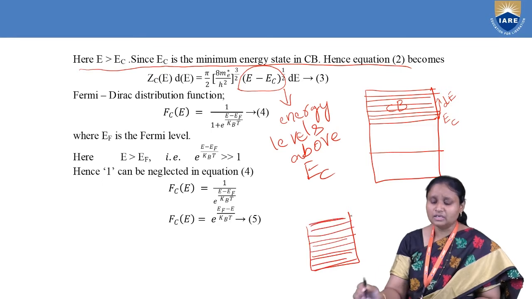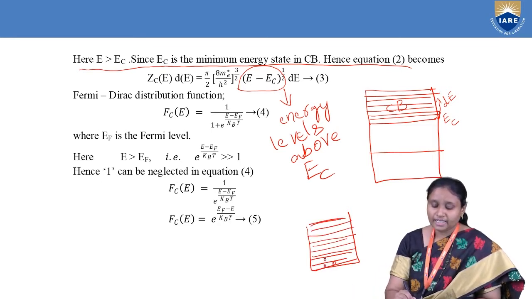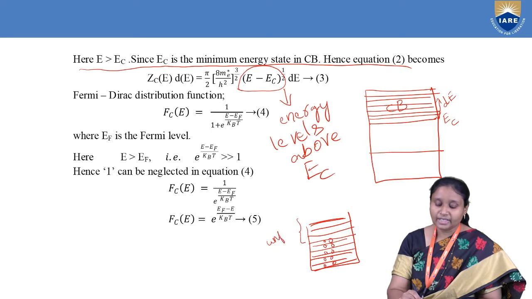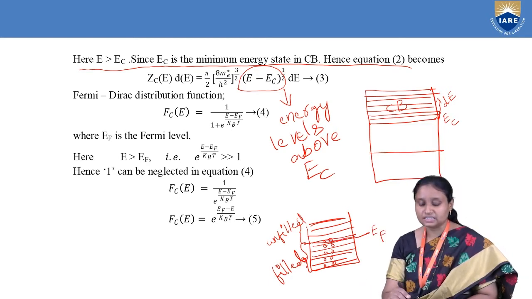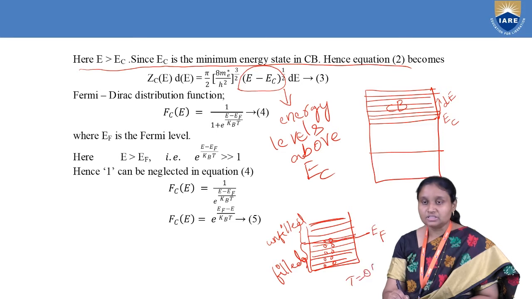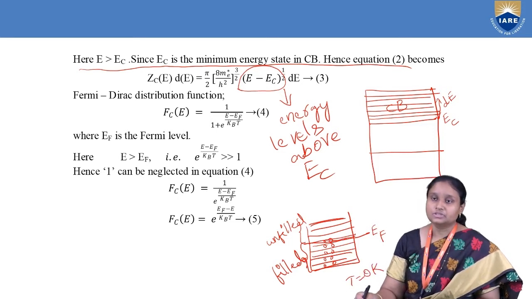Suppose I have one band. In that band, I have filled energy levels occupied by electrons, and then I have unfilled energy levels. So these are unfilled energy levels, whereas these are filled energy levels. Now I have one boundary energy level. That boundary energy level is called EF, which separates filled states and unfilled states, and this definition is suitable at T equal to 0 kelvin.